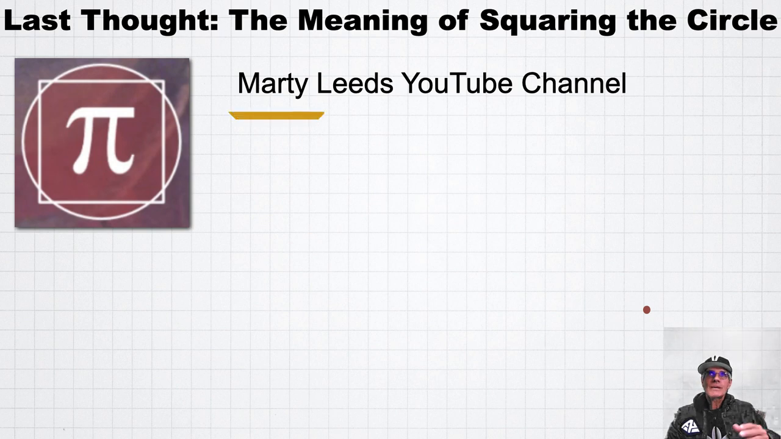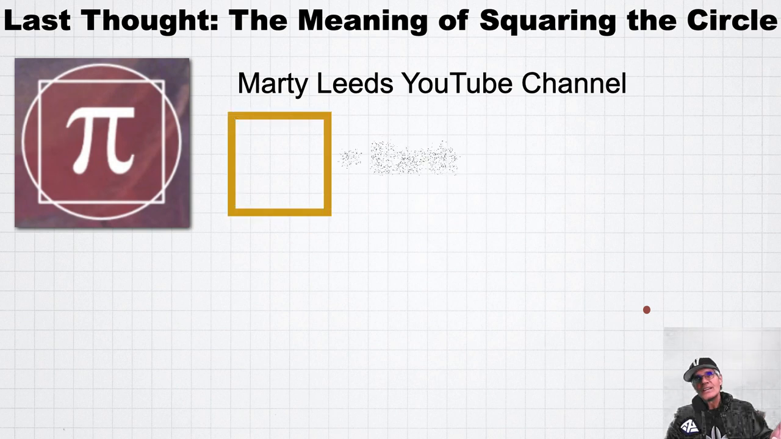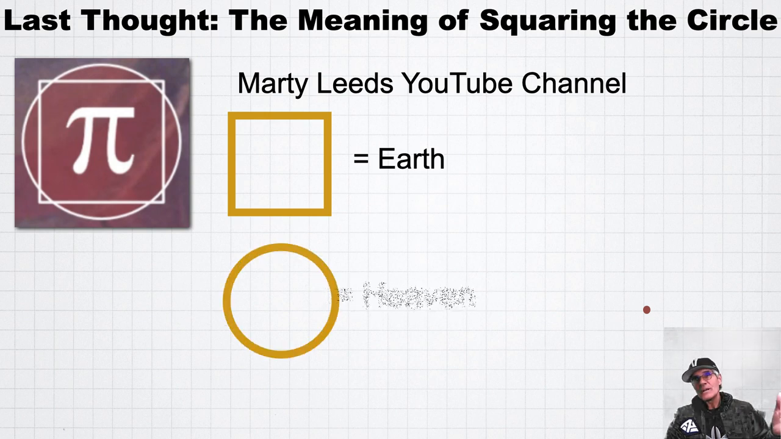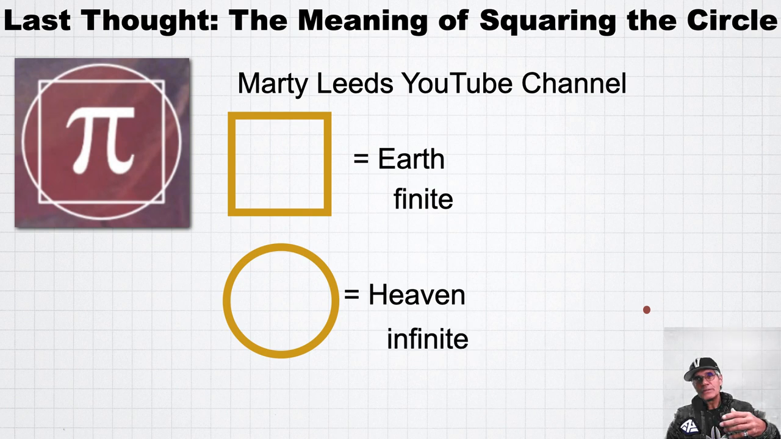One thing that Marty emphasizes all the time on his channel is that a square equals Earth. Anciently, it's a symbol of Earth. And a circle anciently symbolizes heaven. So Earth, we could say in many ways, is finite and heaven is infinite. And here's one way. If you take the area or the perimeter formula for a square, it's going to be a finite number. You can measure the base and multiply it by a side, and you can get an exact area and perimeter.